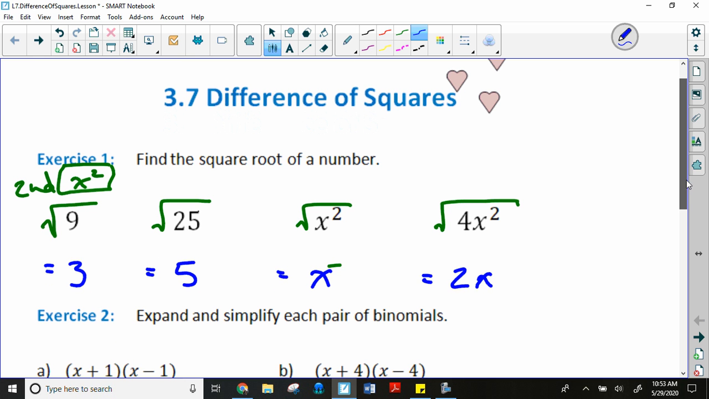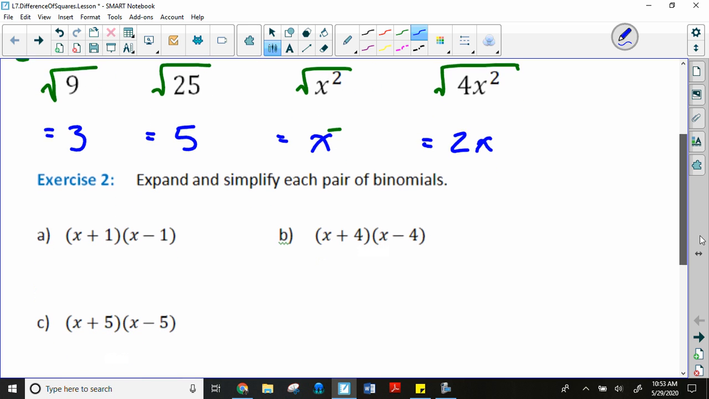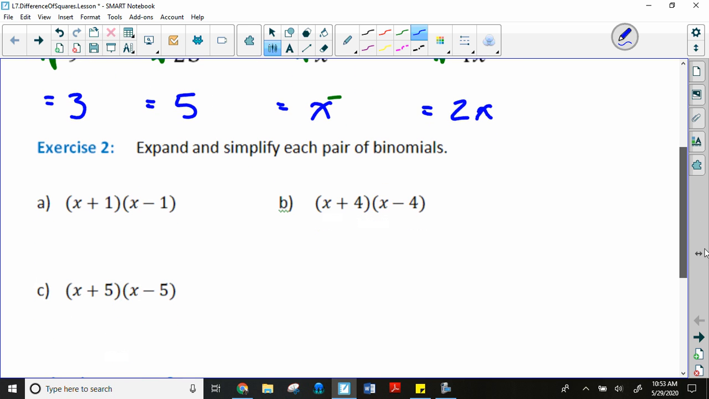The way we're going to start this is we're going to look at the brackets, and they want us to expand and simplify each pair of binomials. Let's look at these brackets. Tell me about these brackets. They both start with an x, they both end with a 1, and one is positive and one is negative.